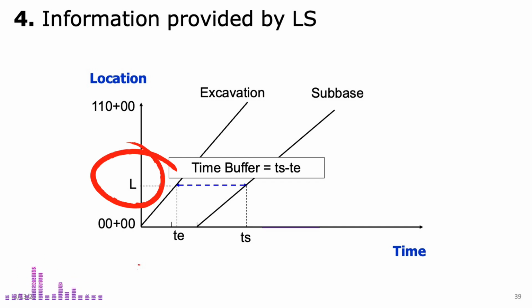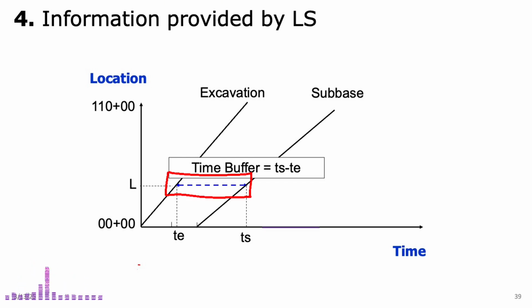To measure the time buffer at a specific location, start by identifying the location of interest, L. From this point, draw a horizontal line until it intersects both activity lines. Next, note the intersection points and project them onto the time axis. The difference between these two time points represents the time buffer at that location.